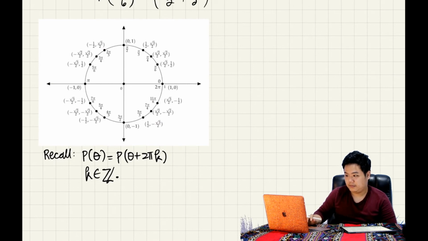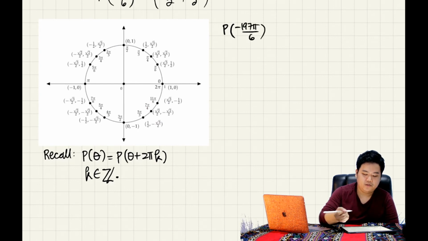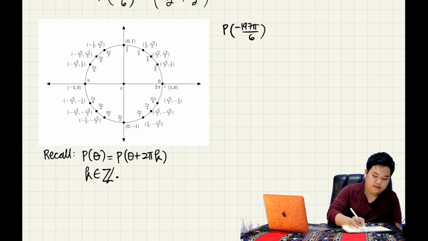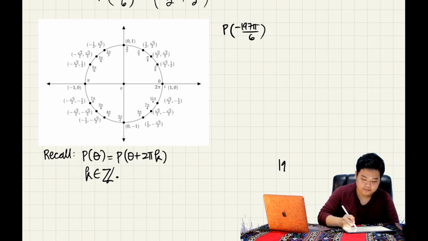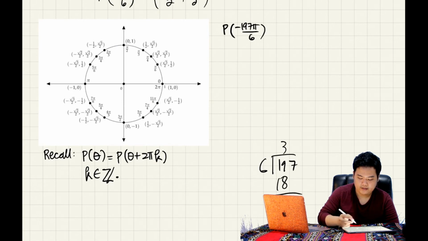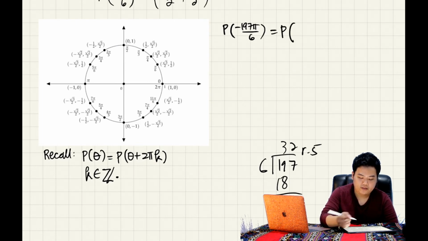Okay. So, yung medyo mahirap-hirap naman na onte. P of negative 197 pi over 6. Okay, so, ganun ulit. Di-divide lang natin si 197 by 6. Ilan ba yun? 32, remainder 5. So, we can write this one as P of, okay, negative ito so we get negative 32 pi minus 5 pi over 6.